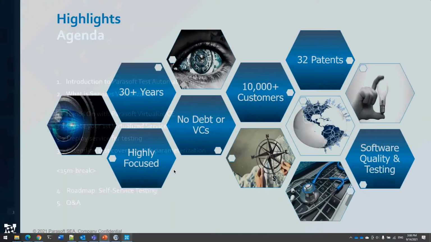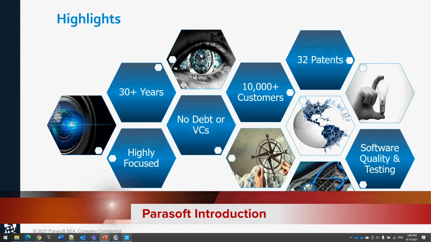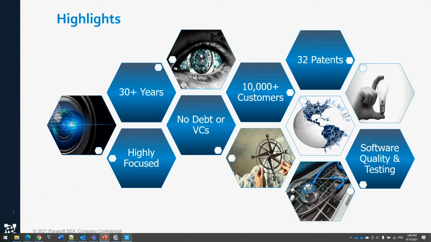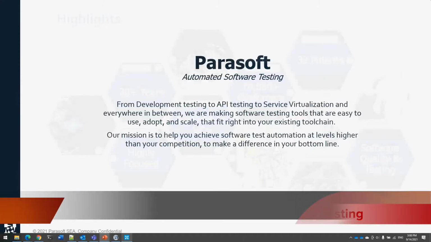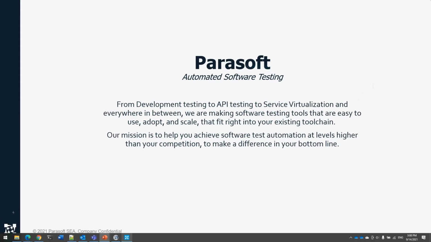Let me start with a brief introduction to Parasoft. We have been in the industry for over 30 years. We have no debt and no VC; we are a private company, and we hold 32 patents internationally. We have more than 10,000 customers in banking, finance, military, and government. Our company is a software tools provider. We help anyone who produces or is involved in system development to make sure their system is safe, of quality, and maintainable.